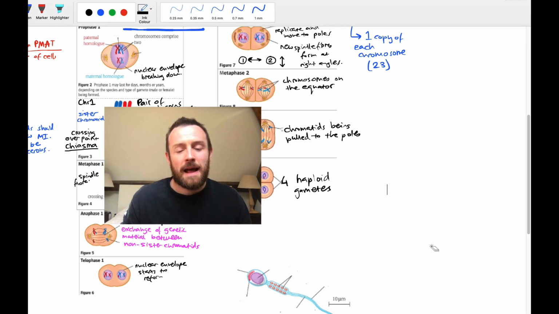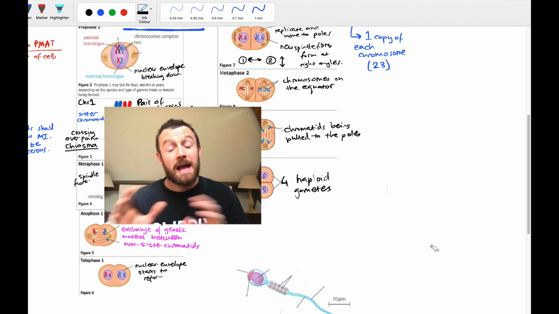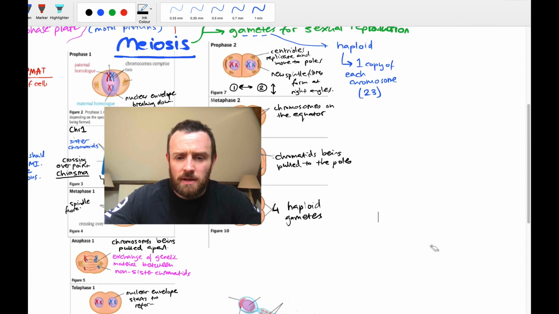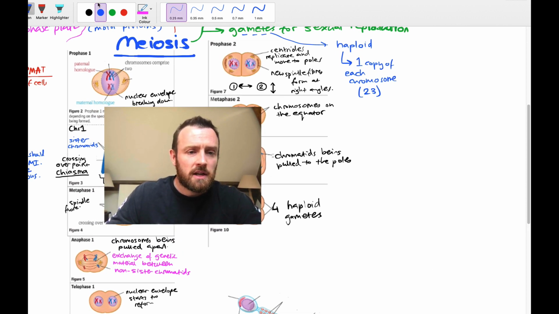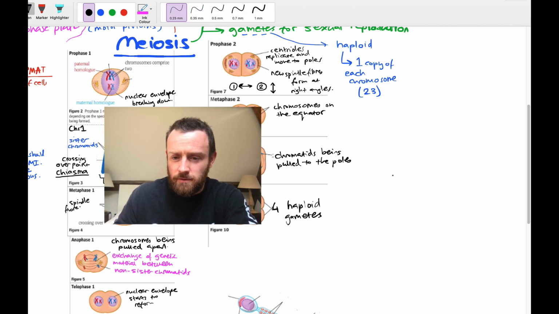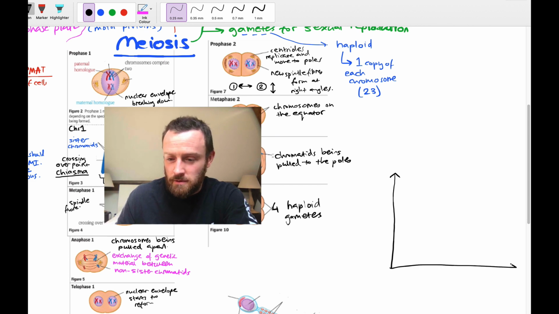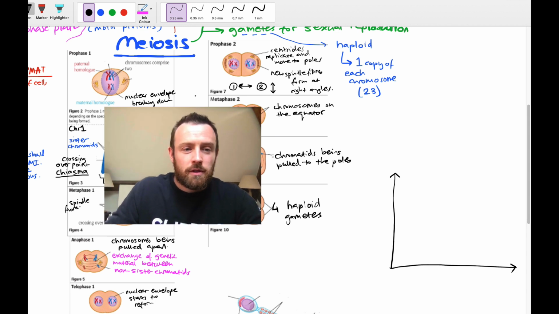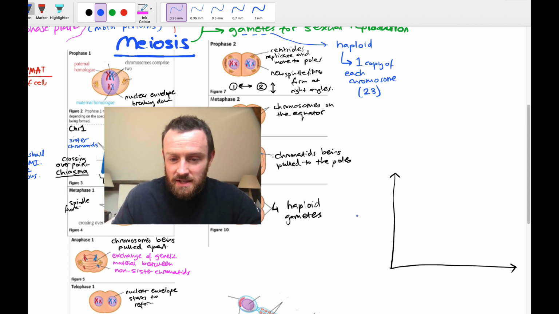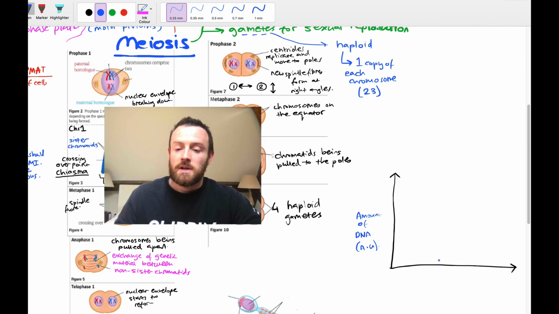Okay, so thinking about this sort of haploid gametes idea and the difference between haploid and diploid, there is a classic question that can be asked about this. And I've seen it come up a fair few times. So it is a kind of question about this sort of graph. So we can draw a graph of the amount of DNA measured in arbitrary units over time in a cell that's going through meiosis. So this is amount of DNA, brackets arbitrary units, which means they kind of made them up. And this is time.